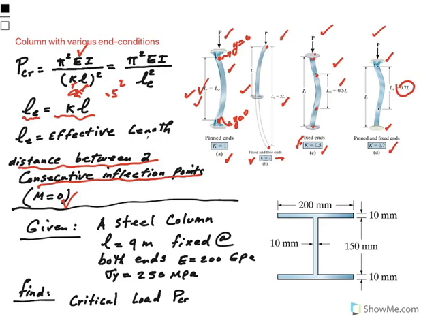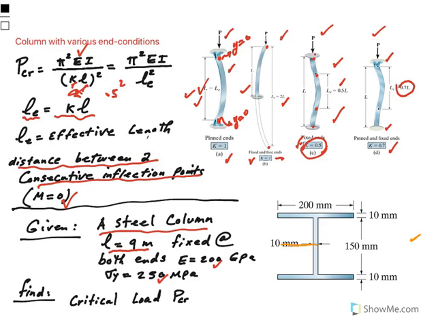All right, let's look at an example here, guys. Very simple example. We have a steel column, a column made of steel. Length is 9 meters, fixed at both ends. So that would be this case here, right? So basically your K is equal to 0.5 in that case. Modulus of elasticity is given and the yield is given. Remember, we always have to check to see if buckling happens before the material yields. The cross section of this beam is as shown here. So it's an I-beam with the dimensions given in this picture.